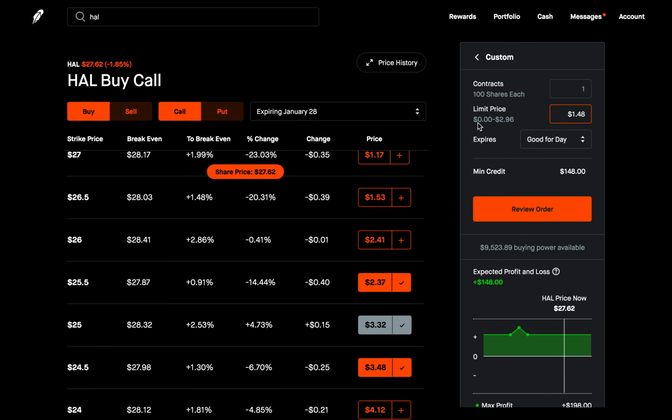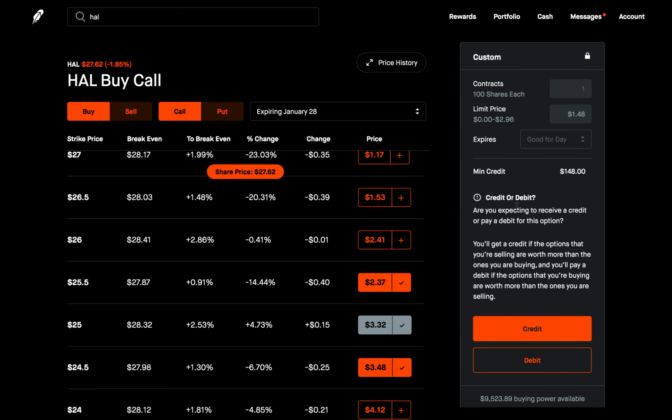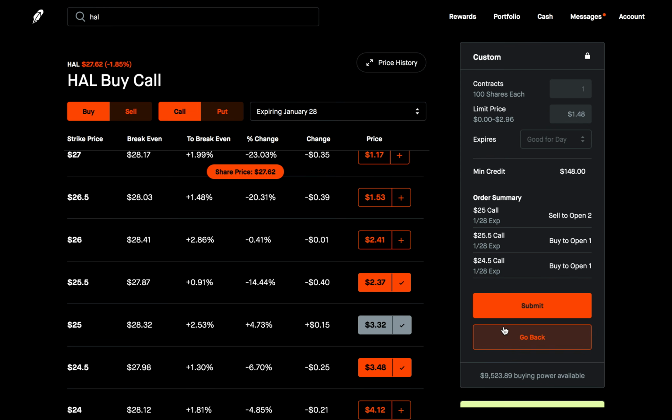And so it'd be hard to actually get in. Secondly, and more importantly here, Robinhood knows that this strategy should be implemented for a debit. So if I even try to place this trade for a credit, I'm going to get a warning message. If I go to review order here, it's going to ask me, are you expecting to receive a credit or pay a debit? If I leave it as credit and I try to submit, what's it going to tell me?